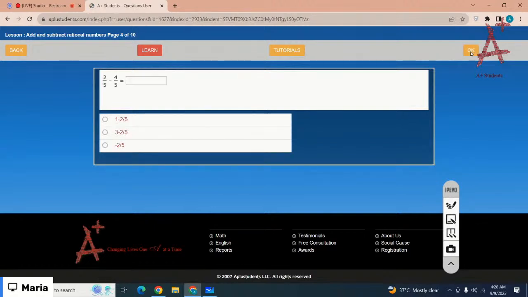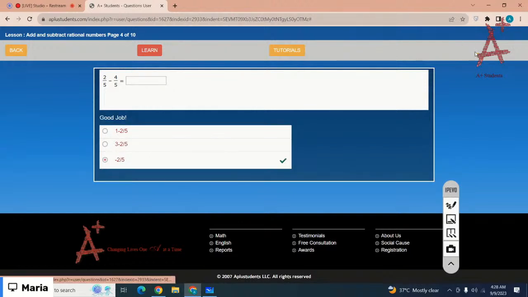Okay, the next one is 2 by 5 minus 4 by 5. So which is the correct option? They have like denominators. You can simply subtract, right? 2 minus 4 is negative 2. So it would be negative 2 over 5. Very good.